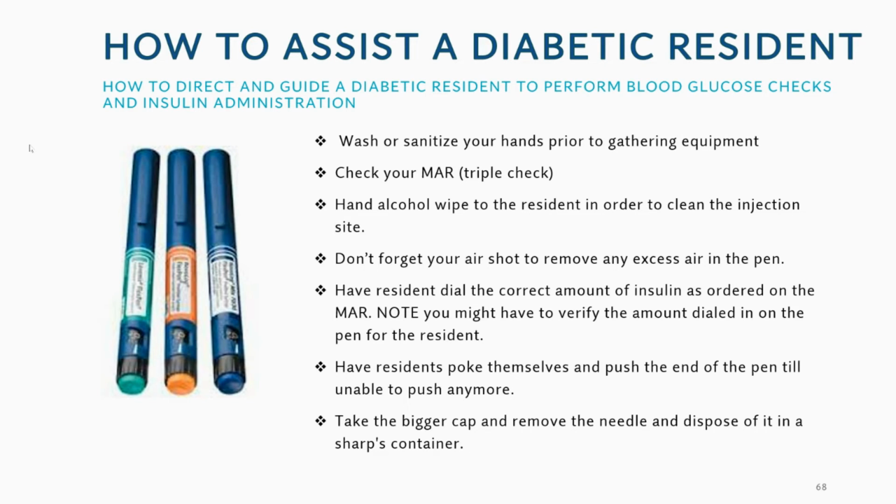And you're going to have the resident poke themselves. If they have difficulty in pushing the stopper, the button on the end of the pen, you can assist with a hand over hand to push the plunger down, but they really should be engaging in this on their own. Take the bigger cap. So the resident's going to remove the pen out of the area that they've injected, and you're going to take that bigger cap and put it over that needle, and then you're going to twist it off to dispose into the sharps container.